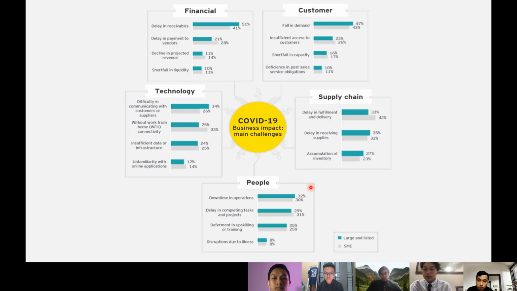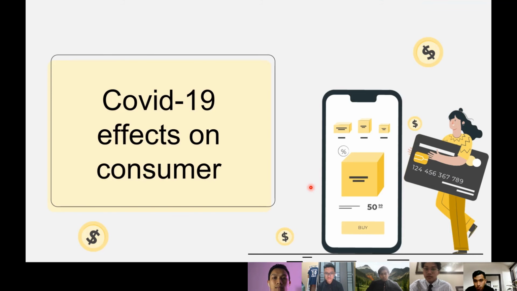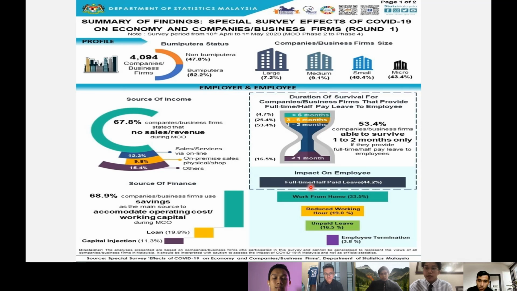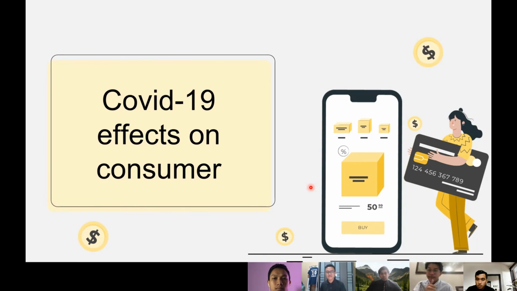Next. Okay, so this picture is to support the point that I said before. That's all for the effect of COVID-19 on business. Thank you. Okay, next is COVID-19 effects on consumers.